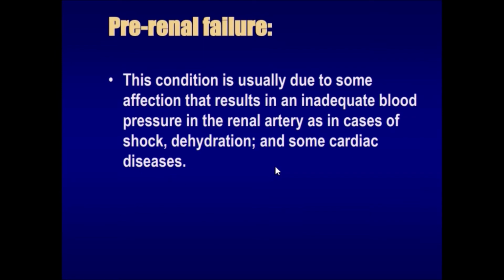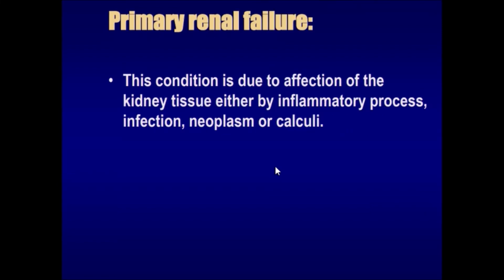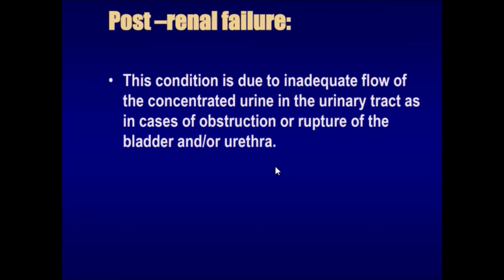This condition is usually due to some affection that results in inadequate blood pressure in the renal artery, as in case of shock, dehydration and some cardiac diseases. What is primary renal failure? This condition is due to affection of kidney tissue either by inflammatory process, infection, neoplasm or calculi. Now, what is post-renal failure? This condition is due to inadequate flow of the concentrated urine in the urinary tract, as in case of obstruction or rupture of the bladder and or urethra.